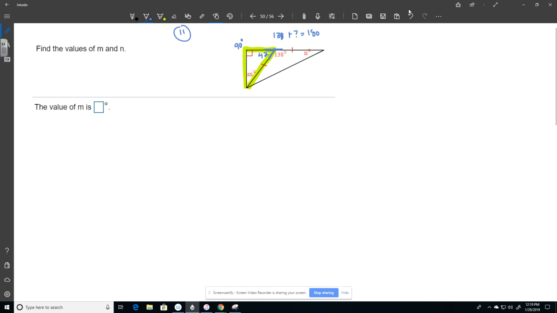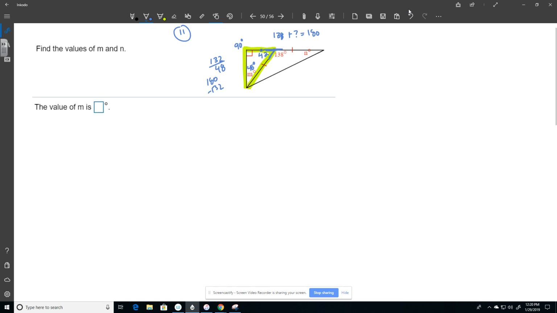So if I know these two angles, 90 and 42, those add up to 132, which means my third angle of the triangle has to make it add up to 180. So I just have to do 180 minus 132, and I get that this is 48. So M is 48 degrees.